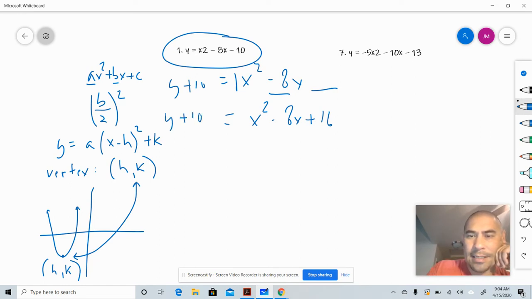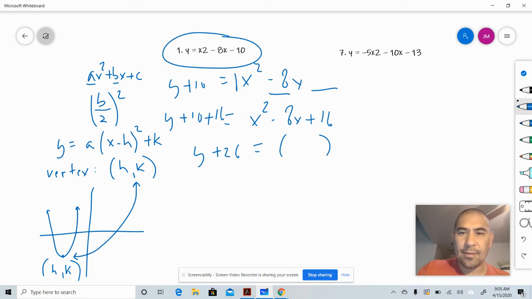And because I added 16 to this side, I also have to add it to this side. So if I clean things up on the left, I'm going to get y plus 16, or plus 26, is equal to some perfect square. So when you did b divided by 2, you already figured out what goes here. So -8 divided by 2 is -4, so that's what goes here. Squared. So there's your perfect square, and that's the whole point of completing the square.